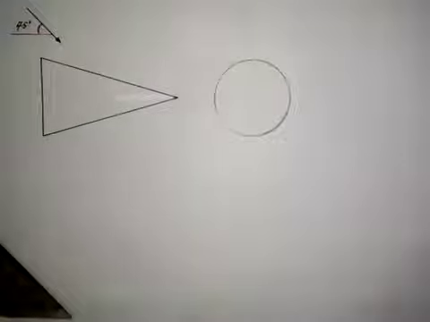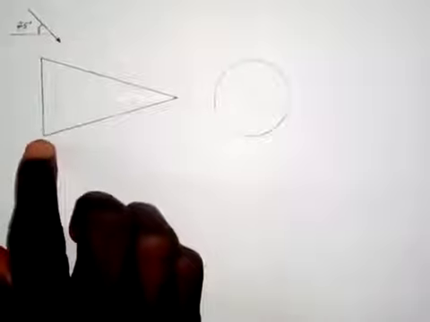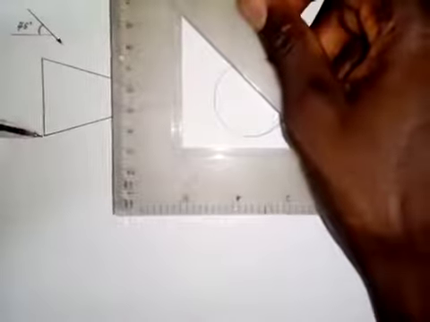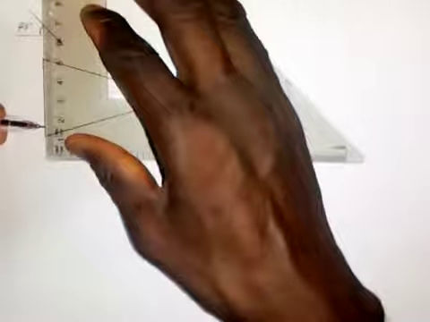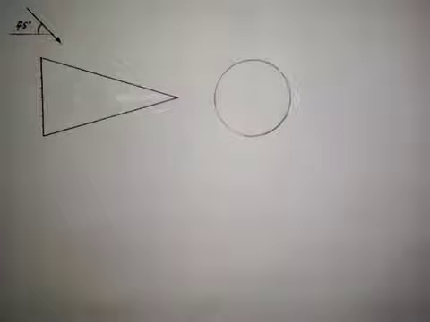Now what you need to do is to divide the distance from here to here into a number of equal parts. I made this distance 40 millimeters. So I'm going to divide it into equal parts of 5 millimeters each. So this is 5, this is 5, and so on. I'm dividing it into 8 equal parts. That is what I'm doing here.